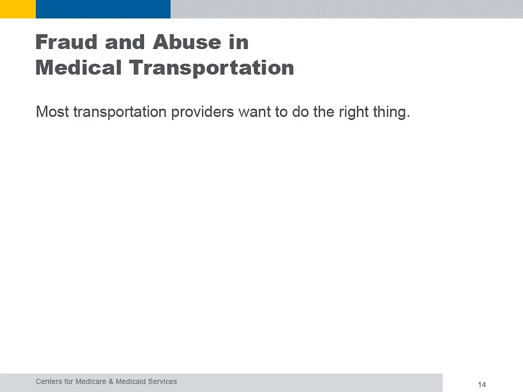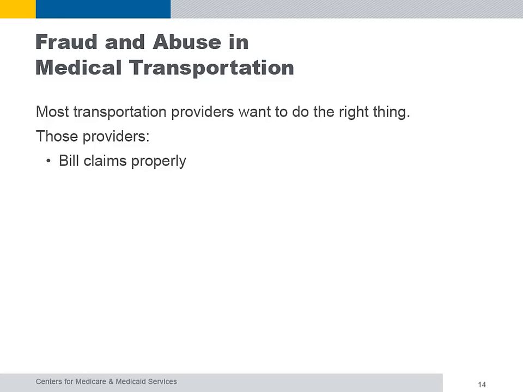Most transportation providers are honest and want to do the right thing. For example, a recent OIG report on California NEMT services found that 89% of sampled claims were compliant. On the other hand, there are providers billing fraudulent, wasteful, or abusive claims. Any payment a provider receives for an improper claim must be returned to the SMA.